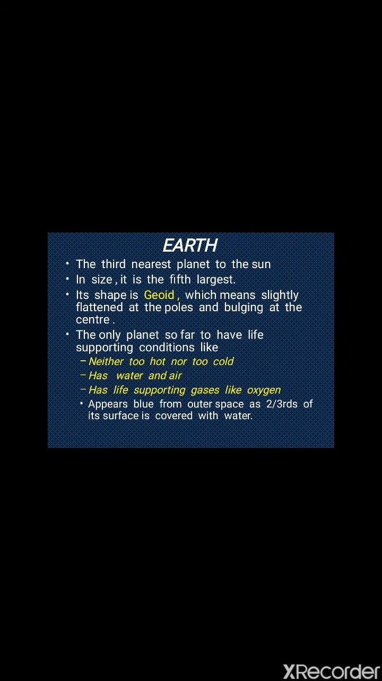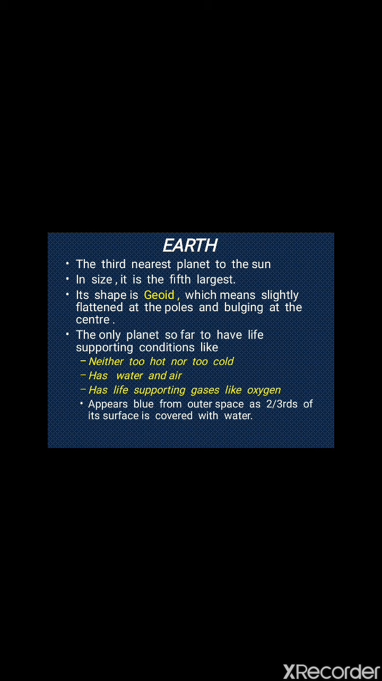Now moving on children, let's talk about the Earth. So now let's talk about the Earth. The Earth, the planet that we all inhabit. The Earth is the 3rd nearest planet to the Sun. In size, among all the 8 planets, it is the 5th largest.